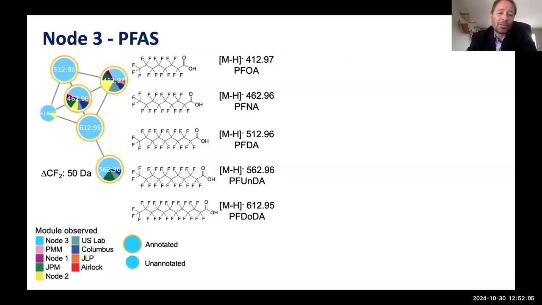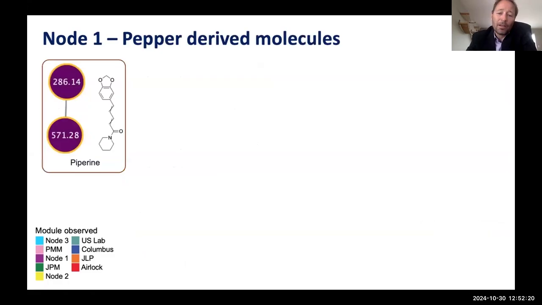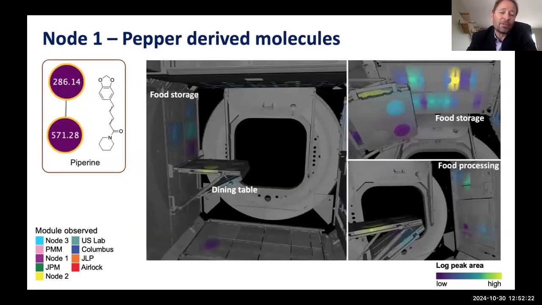We also see these forever chemicals, but this was only in the exercise module, and right across from it, they had a plastic sheet. And this contained a lot of these PFAS molecules. And then we start to see pepper-derived molecules or food-derived molecules on the dining table, as well as the food storage modules, and even where the food processing is taking place.